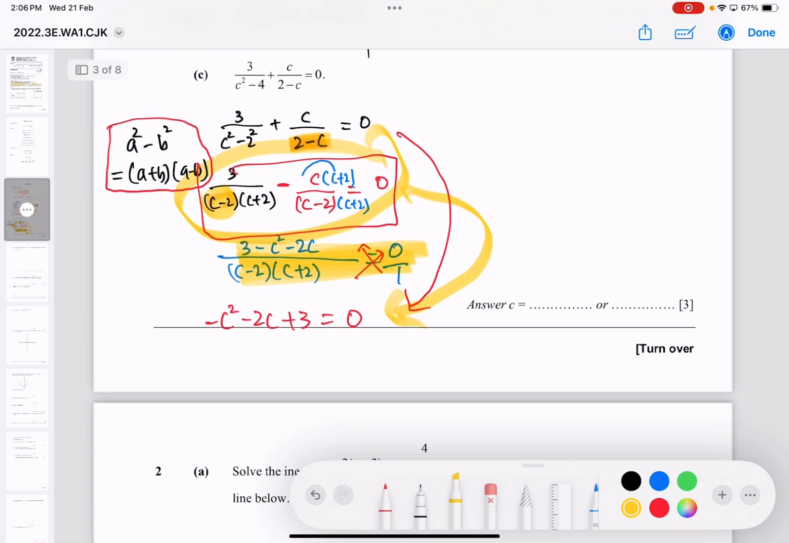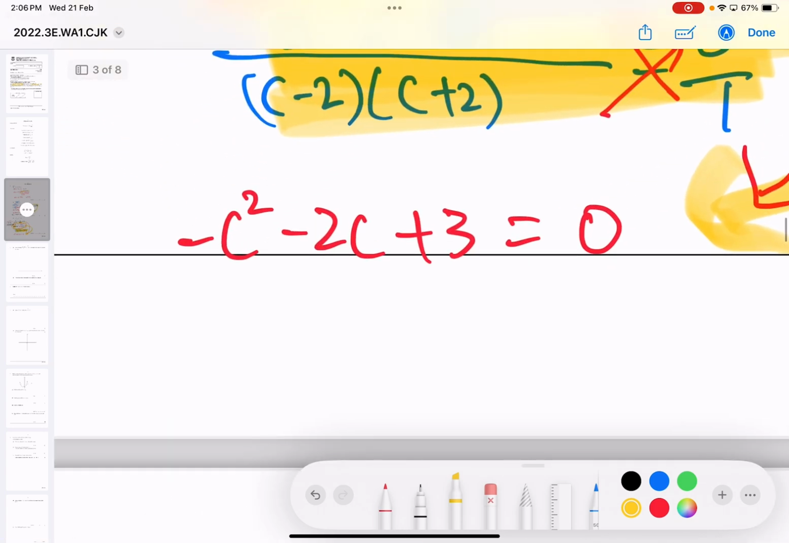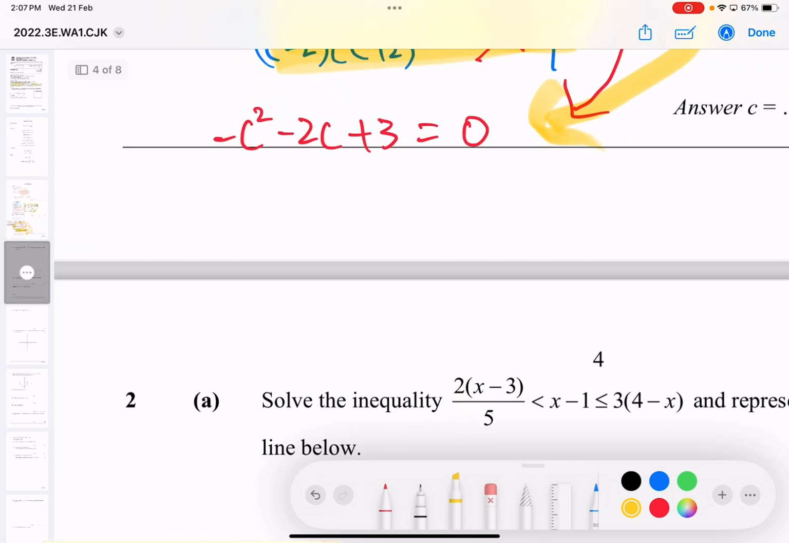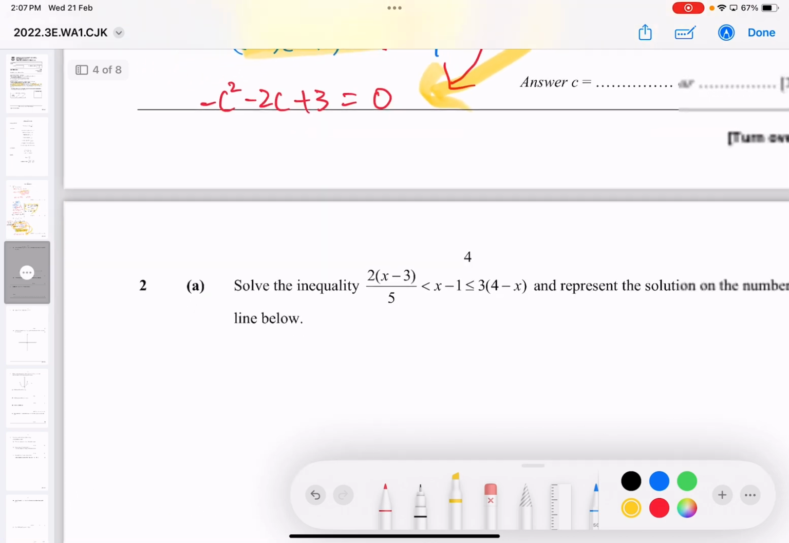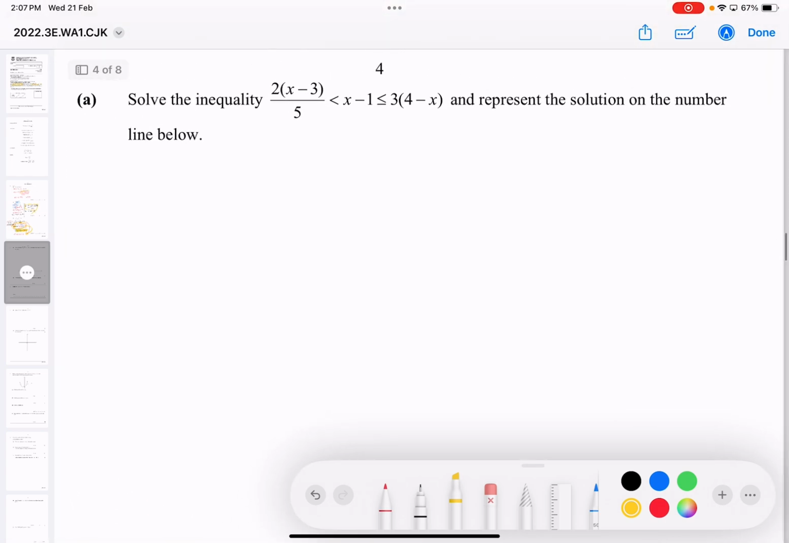Let me continue because I'm running out of time already. Once you get here, what do you need to do? Just use the quadratic formula. I don't think I need to explain already. Here, just use the quadratic formula and you get the answer. Question number 2, inequalities.